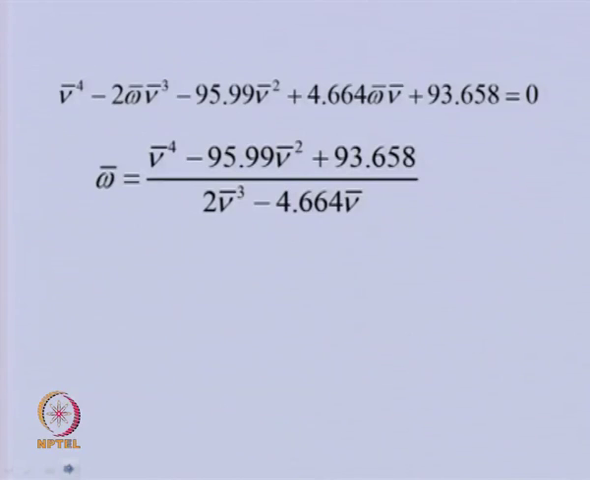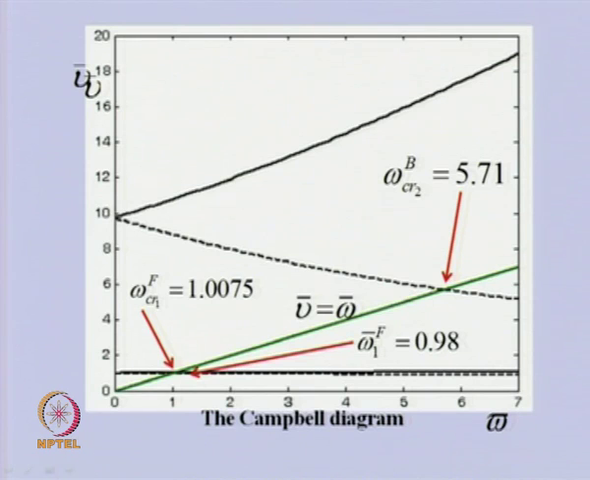Now, let us see if we want to plot the frequency equation as it is, without solving for the critical speed. You can see that this particular expression can be rearranged and we can write omega bar is equal to this expression. Now, we can take various values of nu and get the omega. If we plot this for various values of nu and omega, we will get a diagram like this. This is called the Campbell diagram. The horizontal axis is omega bar and the vertical axis is nu bar.